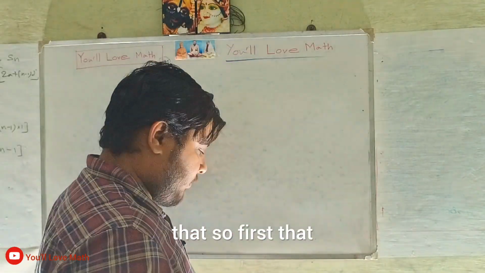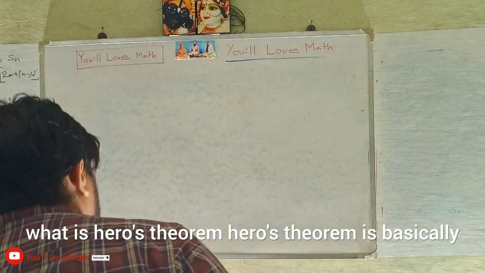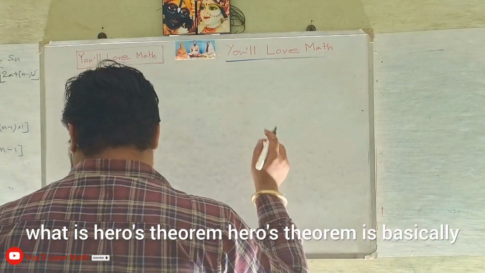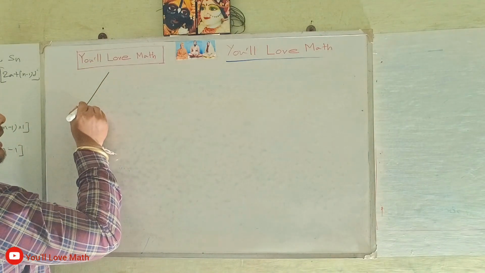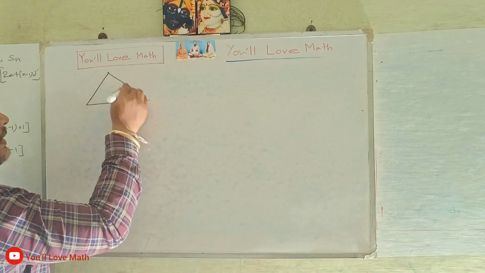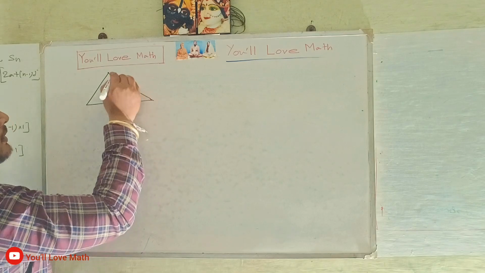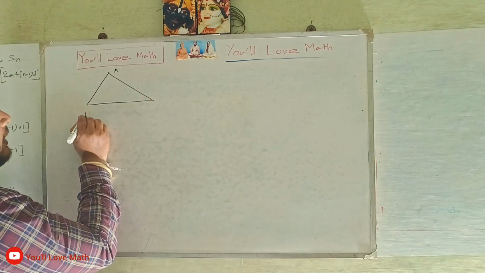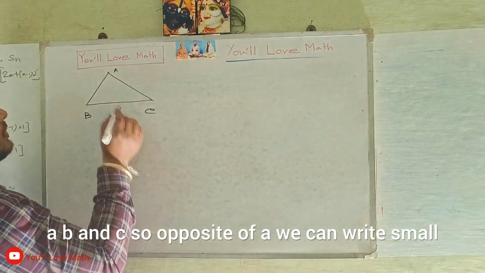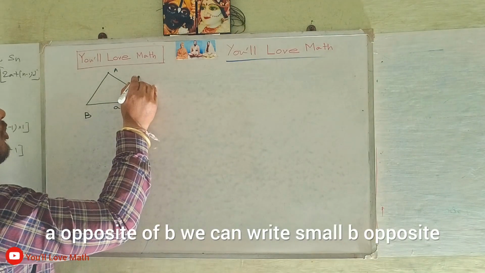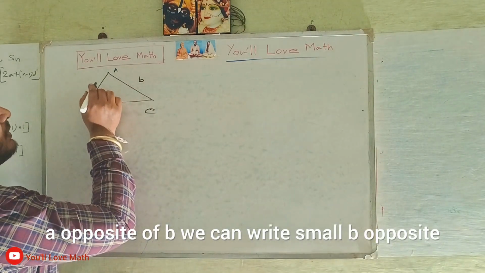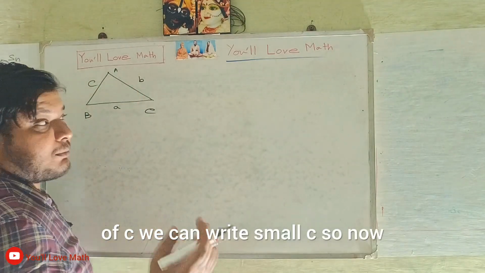You will love that. So first, what is Heron's theorem? Heron's theorem is basically, if I have any triangle ABC, opposite of A we can write small a, opposite of B we can write small b, opposite of C we can write small c.